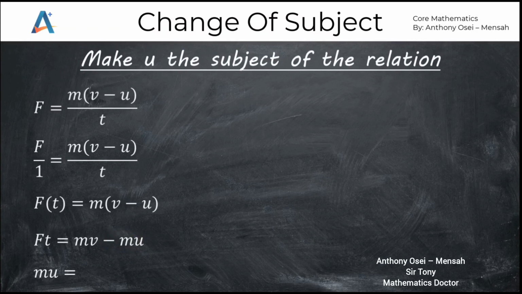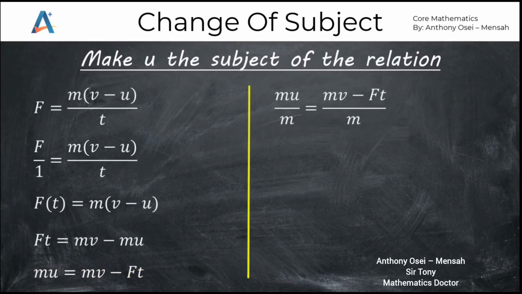So this is what I mean. This one is maintained at the right hand side, so mv. Then I will transfer or transpose the ft. ft here is positive. When it comes, it becomes negative, so minus ft. You can also call it tf, okay? Now, we will have to then divide both sides by m to make u stand alone because it says make u the subject. There is no u in this particular side of the equation, but this particular side has one u. So it becomes mu is equal to mv minus ft.